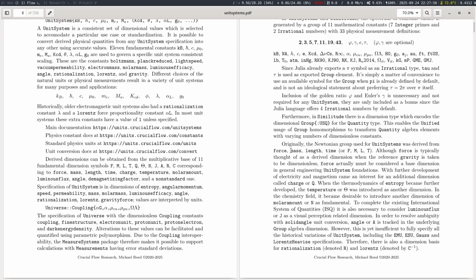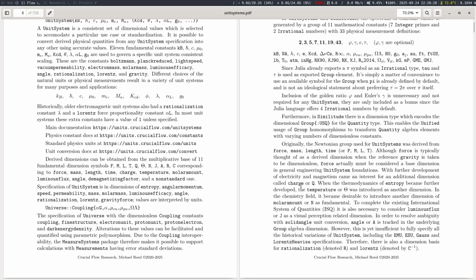Originally, the Newtonian group used for the unit system was derived from the force, mass, length, and time, or FMLT. So those should be familiar to people who study physics. Although force is typically thought of as a derived dimension, when the reference gravity is taken to be dimensionless, force actually must be considered a base dimension in general engineering unit system foundations.